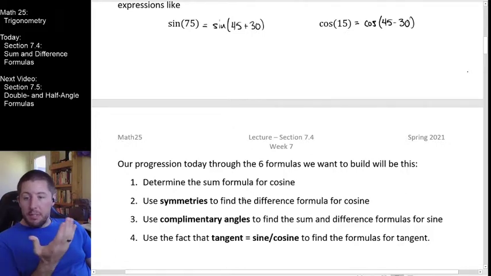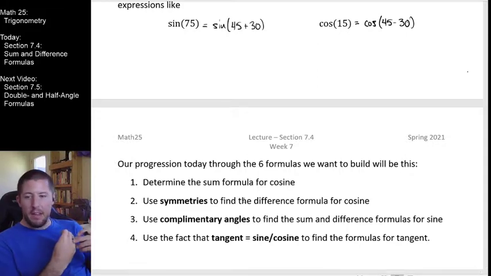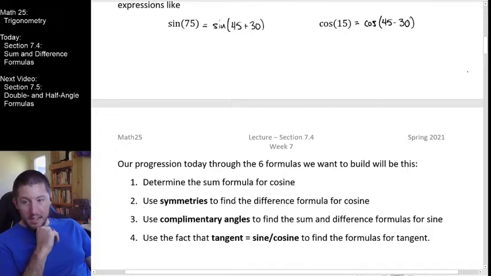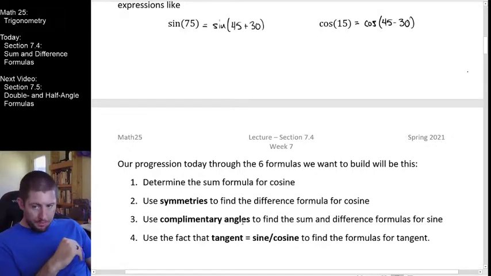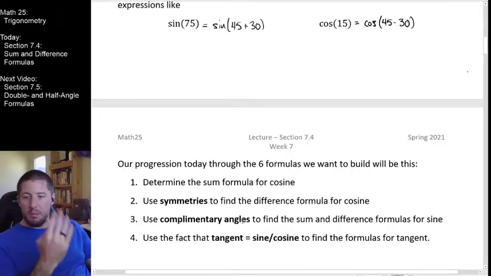Then we'll use our symmetries, our negative angles, so saying things like we know about cosine of negative theta and stuff like that. And that's going to get us our difference formula for cosine. So we'll have the sum formula and the difference formula for cosine. Then we're going to use complementary angles. Complementary angles are the identities that we came up with back in week 2 that help us rewrite sines in terms of cosines and vice versa without any squared terms on them. So we'll use our previously known complementary angle formulas to help us find the sums and differences for our sine function based on the cosine function.